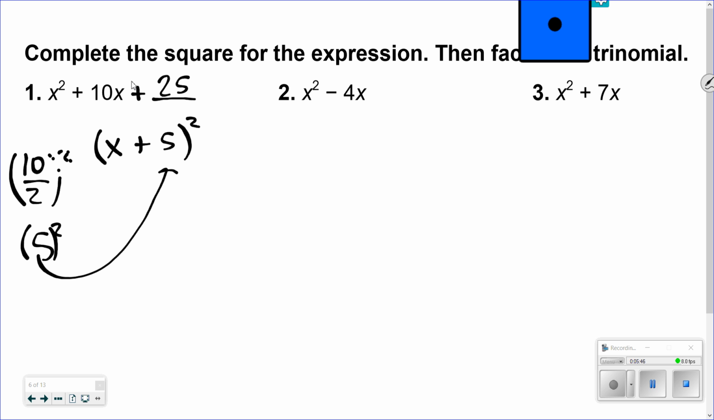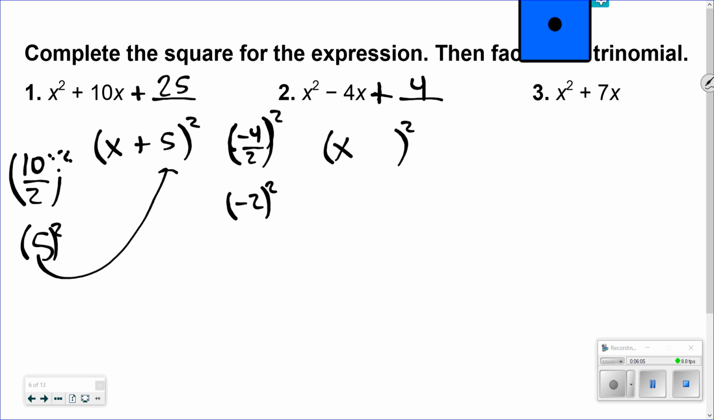The only thing that changes with this second example is it's still a plus. Right? I take negative 4, divide it by 2, square it. That'd be negative 2 squared. Negative 2 times negative 2 is a positive 4, right? Still a plus. Has to be a plus there. And now factor it. X goes there, and then there's a minus 2. So it comes out to be minus 2 squared.